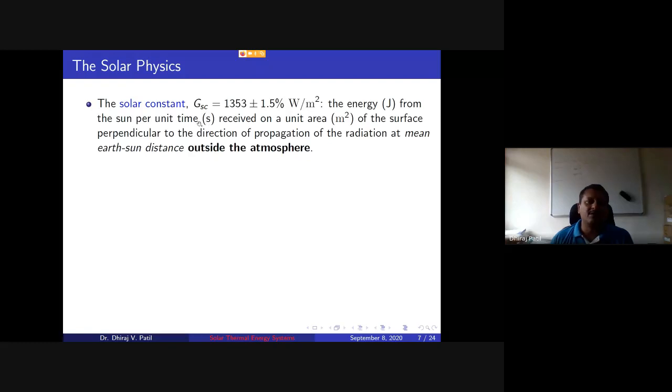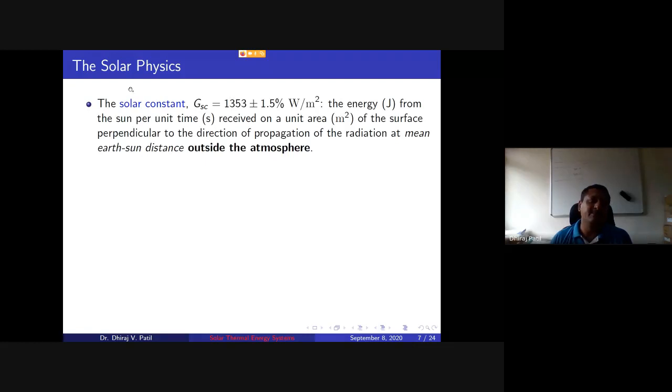So outside the atmosphere we receive 1353 watts, that is power basically, energy per unit time per meter square. Okay, so joules per second per meter square. This much energy, with a variation of 1.5%, is reaching the outside atmosphere. So this is directly the beam radiation.